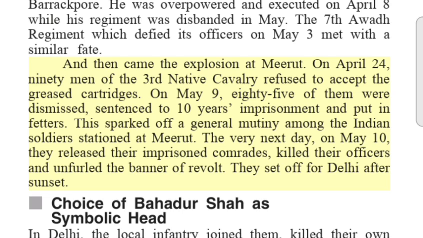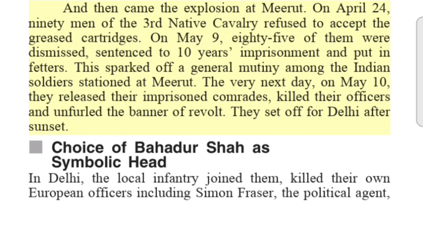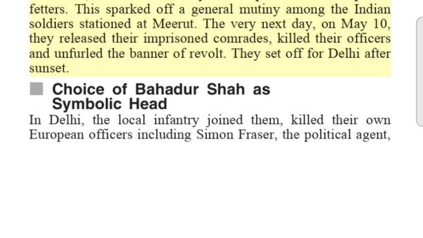On April 24, 90 men of the 3rd Native Cavalry refused to accept the greased cartridges. On May 9, 85 of them were dismissed, sentenced to 10 years imprisonment and put in fetters. This sparked off a general mutiny among the Indian soldiers stationed at Meerut.